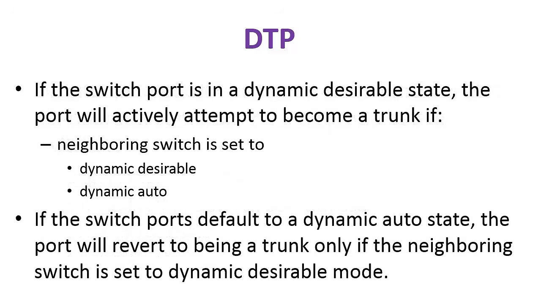Now, with DTP, if the switch port is in a dynamic desirable state, the port will actively attempt to become a trunk if the neighboring switch is set to desirable or auto. But if the switch port is set to auto, it is passive, and the port will only become a trunk if the neighboring switch is set to dynamic desirable.